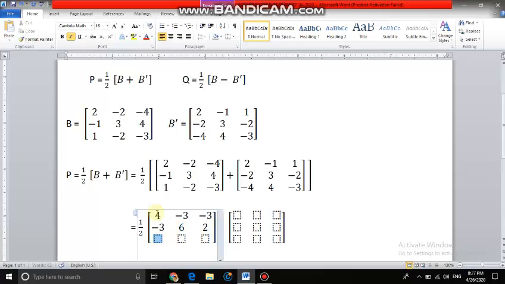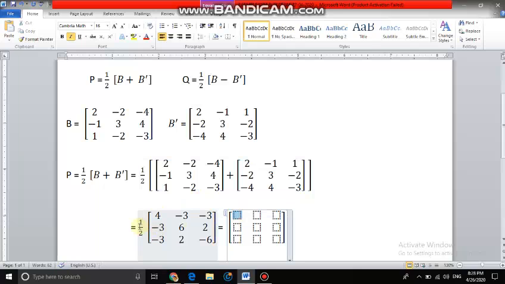4 minus 2 is 2. 1 minus 4 is minus 3. Minus 2 plus 4 is 2. Minus 3 minus 3 is minus 6. Okay, so this is the sum of B matrix and B transpose matrix. If I add them, I got this matrix.